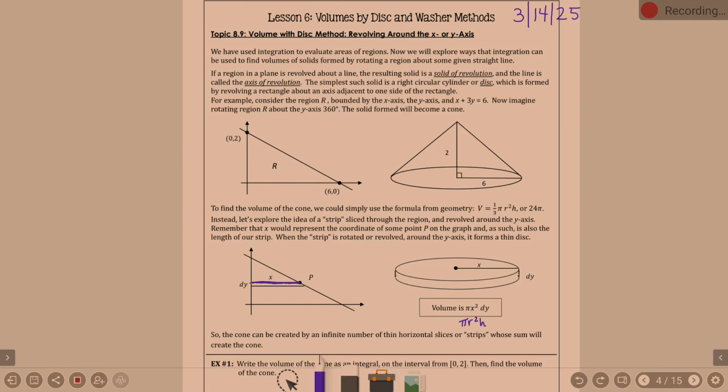This distance is a length of x, but it's the distance from the y-axis over to this equation. What is that equation? X plus 3y equals 6. So if you solve that for x, what is x? 6 minus 3y. So down below on number 1, where there's an x, what are we going to put in? Not a y. 6 minus 3y.